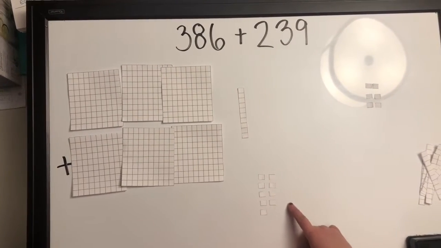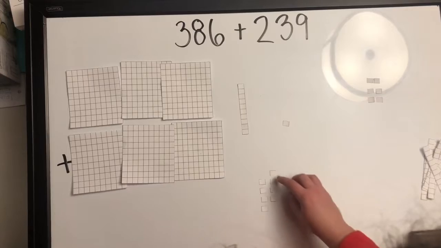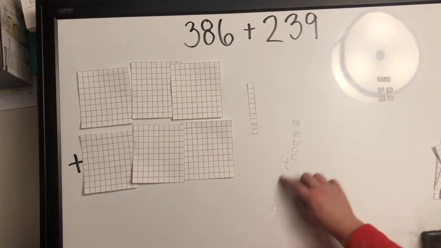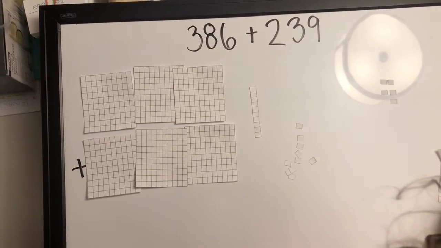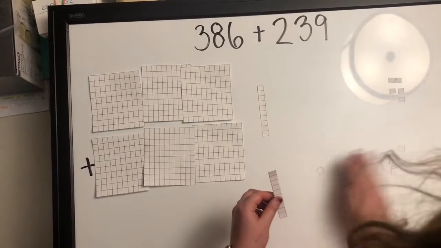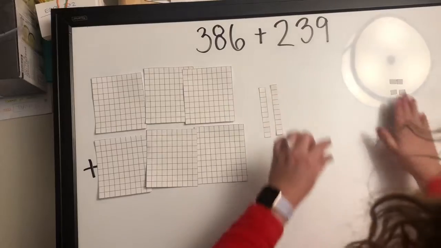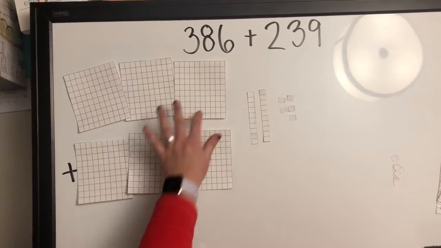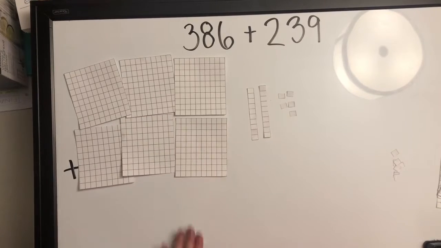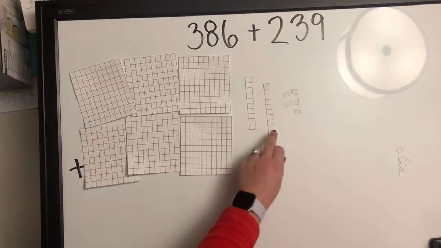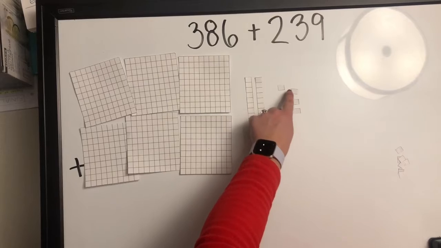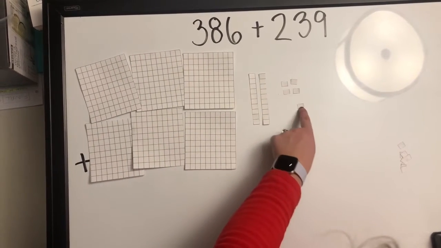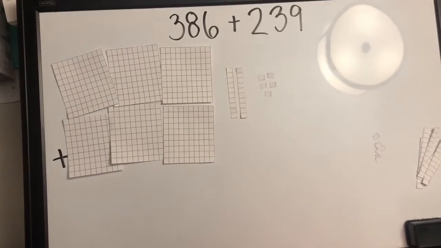I know I have more than 10 ones, so I'm going to do the same thing. 1, 2, 3, 4, 5, 6, 7, 8, 9, 10. Going to exchange that for a tens block, leaving me with 5 ones. So I've got 100, 200, 300, 400, 500, 600, 610, 620, 621, 622, 623, 624, and 625 is the answer.